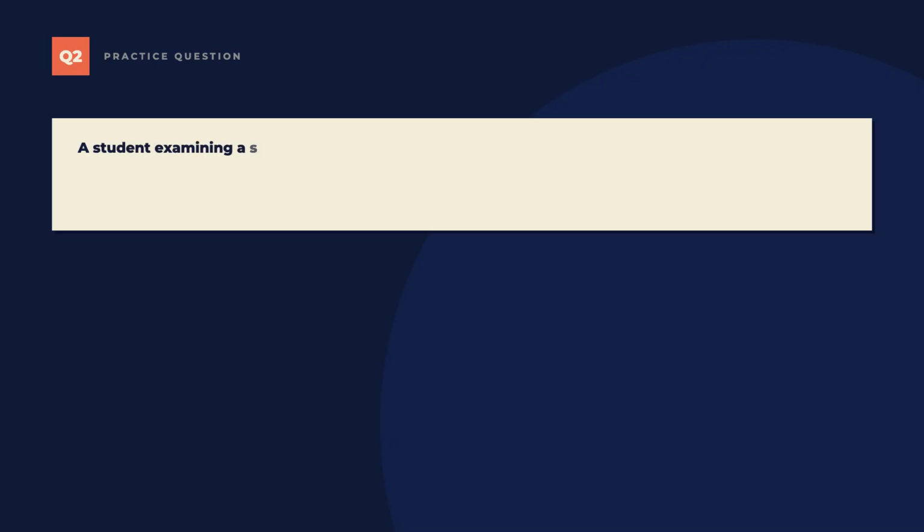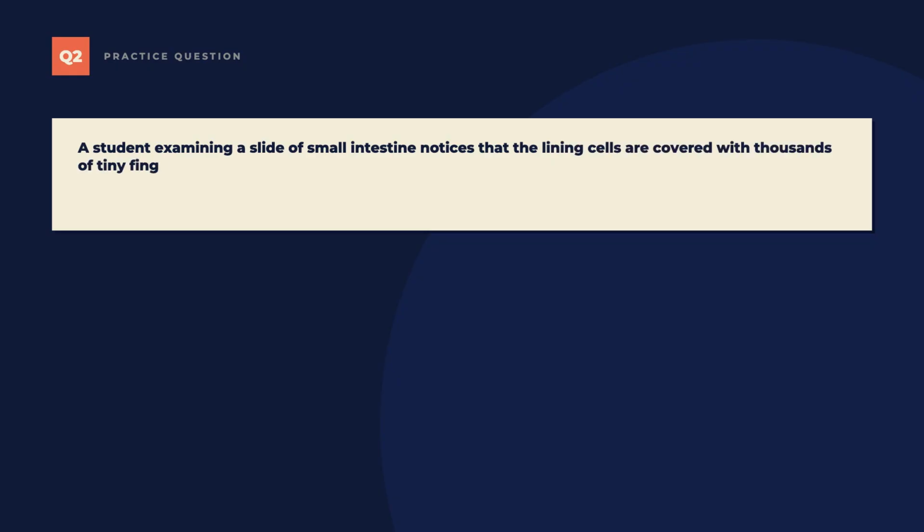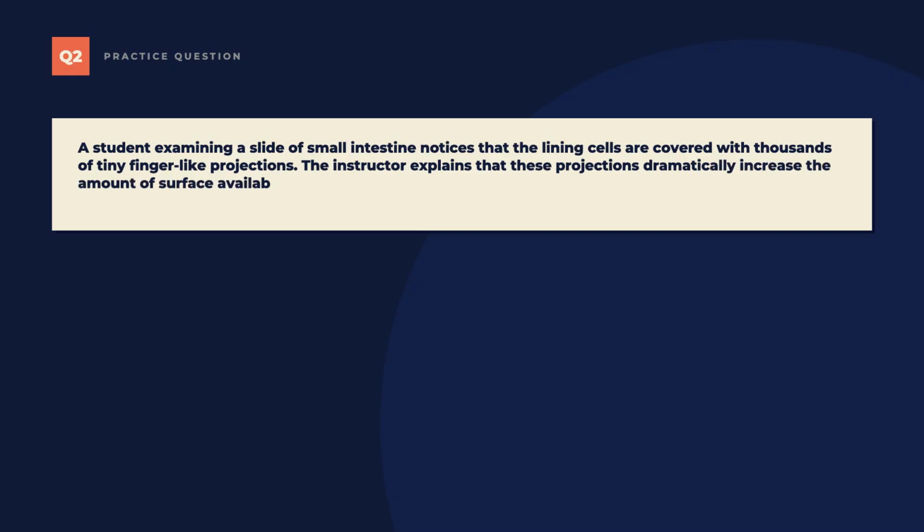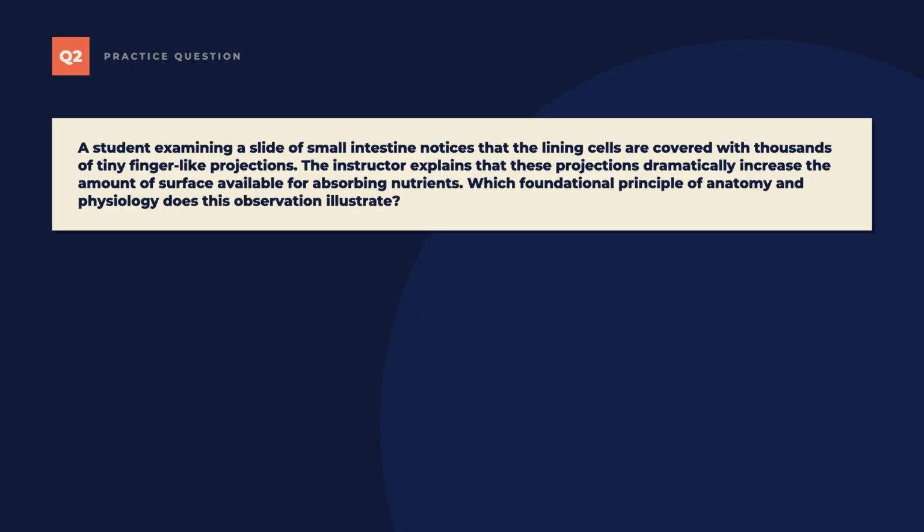Question 2. A student examining a slide of small intestine notices that the lining cells are covered with thousands of tiny finger-like projections. The instructor explains that these projections dramatically increase the amount of surface available for absorbing nutrients. Which foundational principle of anatomy and physiology does this observation illustrate?